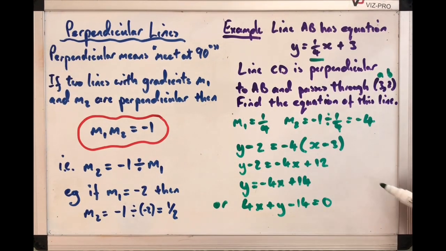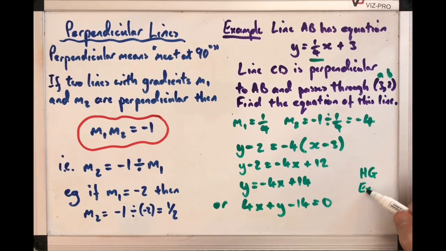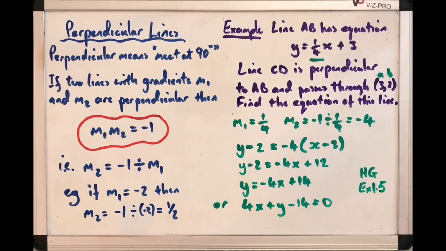The exercise, if you're using the Hodder-Gibson book, is exercise 1.5 for questions like this.